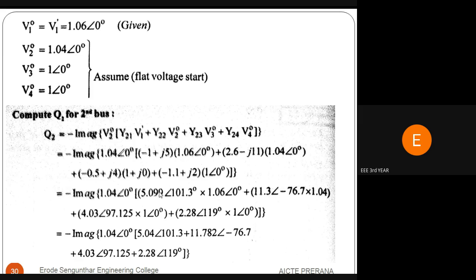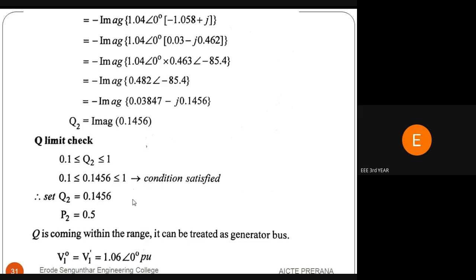Again, we have to convert everything into polar form and calculate it. And finally, we will get the answer Q2 as 0.1456.